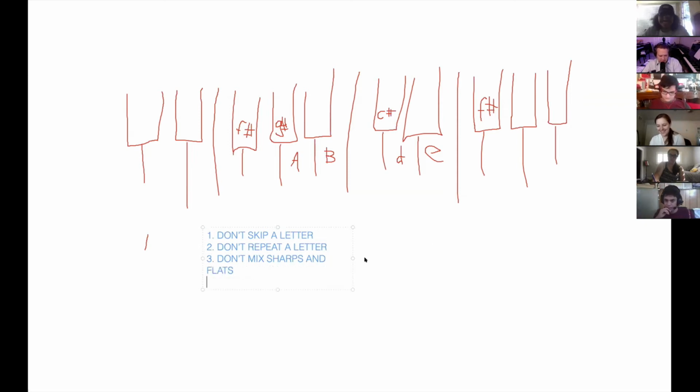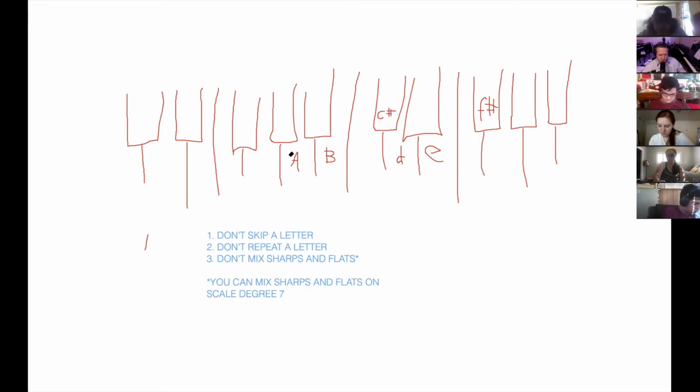Now there's an exception to that rule. You can mix sharps and flats if it happens on scale degree 7. Let's go back to D minor. D harmonic minor will illustrate this beautifully for me.